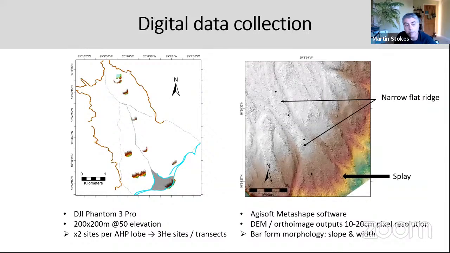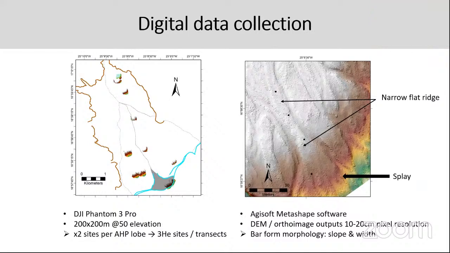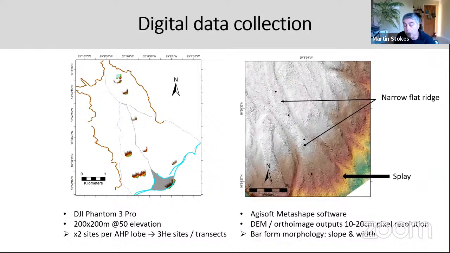We've also done some field digital data collection. So we've drone mapped some of the fan surfaces. We used a DJI Phantom 3 Pro, mapping about 200 by 200 meter areas at 50 meter elevation. And then we process these data in Agisoft Metashape, and this is great because it gives you really high resolution, 10, 20 centimeter pixel DEMs and ortho images. And you can use these to measure the slopes and the widths and things, which was quite nice because we also did it in the field to verify.